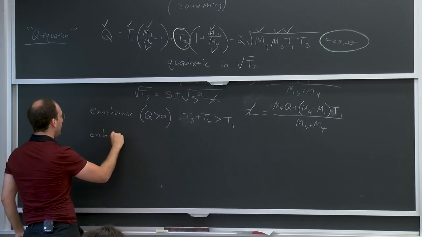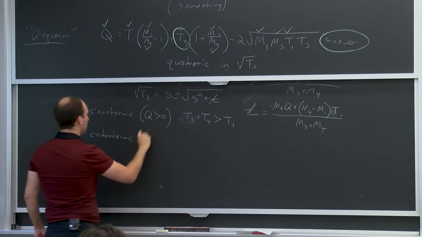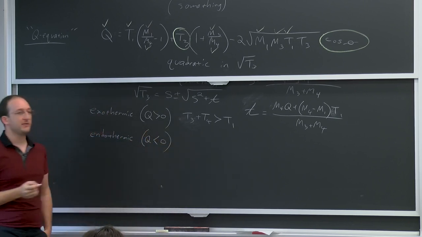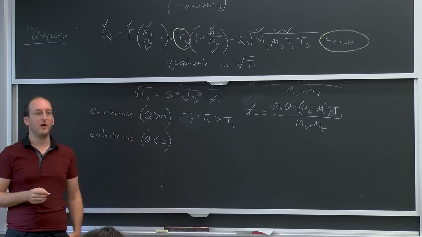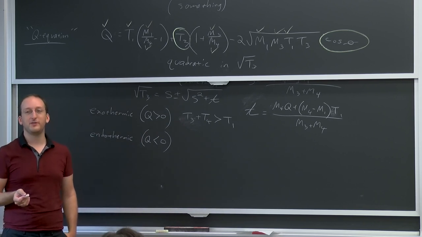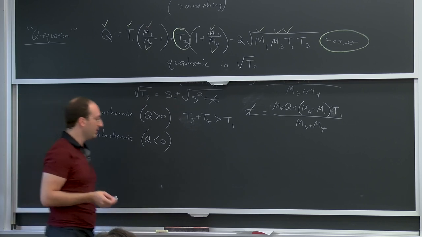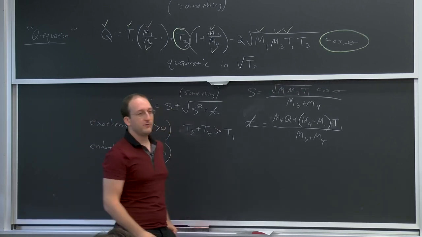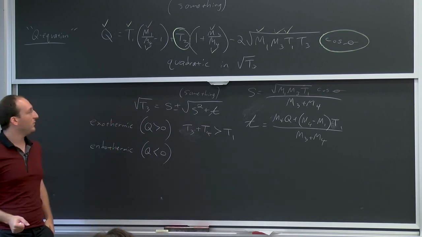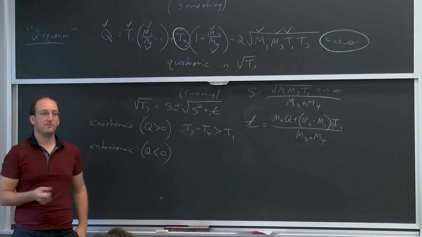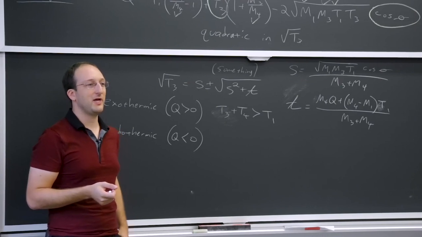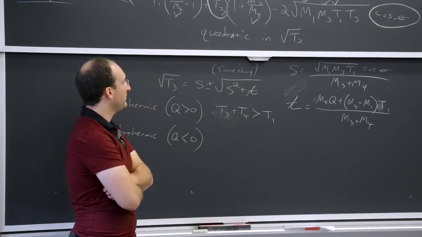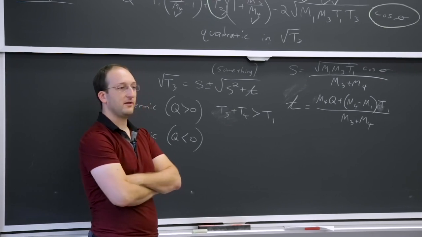For the endothermic case, where Q is less than 0, there's going to be some threshold energy required to overcome in order to get this reaction to occur. So where did we say? So first of all, where would we go about deciding what is the most favorable set of conditions that would allow one of these reactions to occur by manipulating parameters in S and T? What's the first one that you'd start to look at?